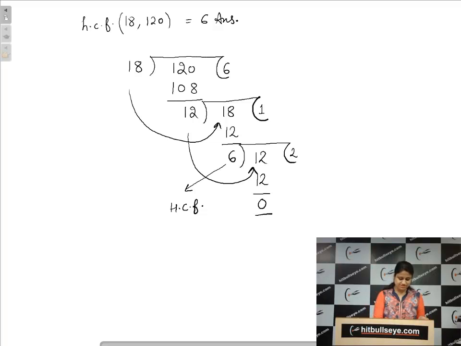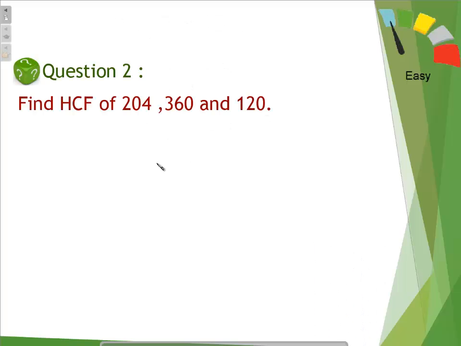Now the next question. That is HCF of 204, 360 and 120. We will go by the long division method. You can select any two numbers. I am selecting 120 and 360, putting 360 inside and taking 120 outside.